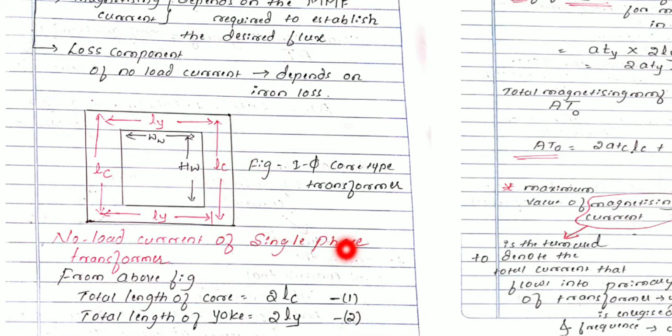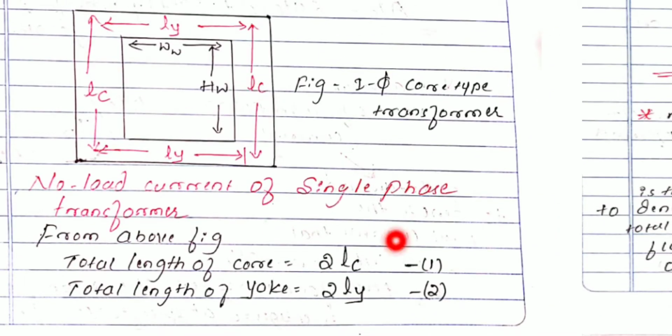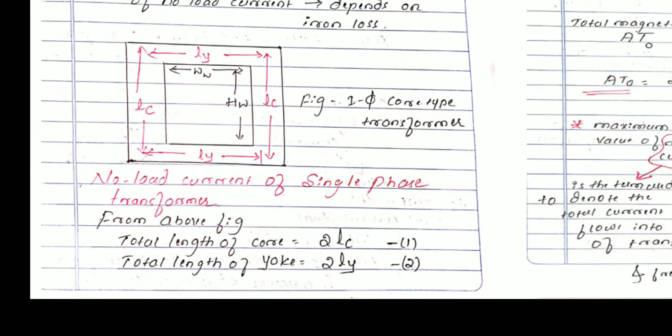Then the total length of the core, how will we write here? LC plus LC, so that will be 2LC. Getting my point? Next, LY represents what? Length of a yoke. Yoke means what? Yoke is also a section of a core which joins the limbs together. So the total length of the yoke will be LY plus LY, so this will be 2LY.